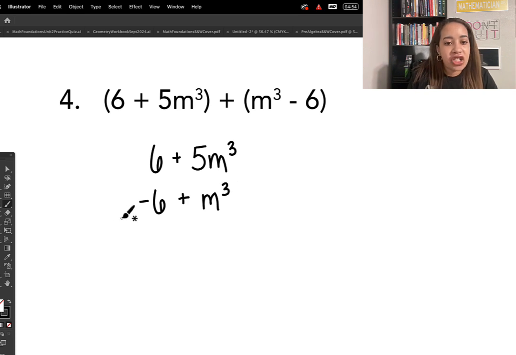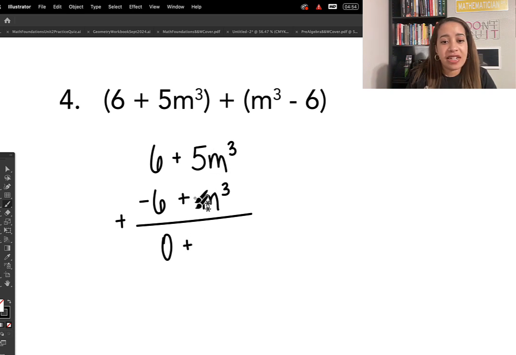Now that I've matched up the pieces that look alike, I can go ahead and add. 6 minus 6 gives us 0. Next up, I've got 5 plus an invisible 1. 5 plus 1 gives us a positive 6.